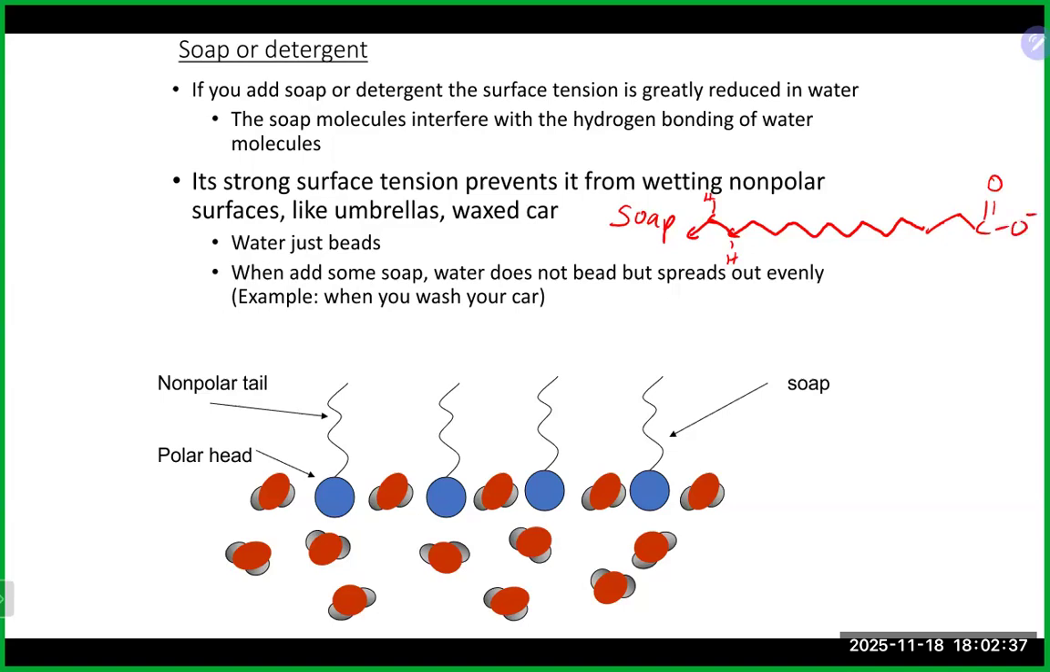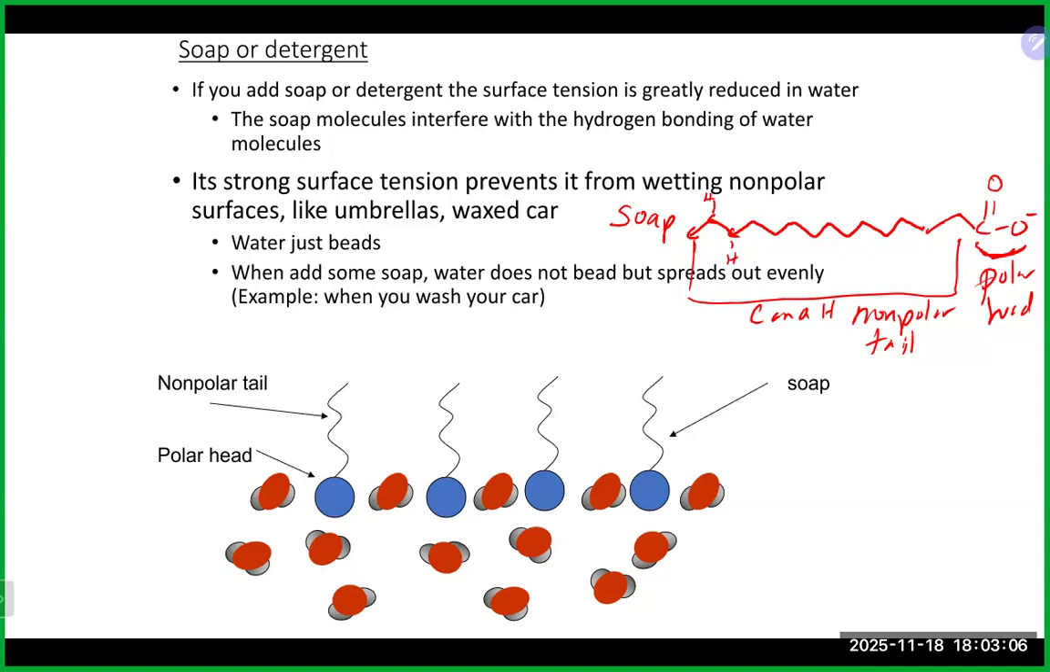So when you look at soap, soap has basically two parts. It has this part, which is all carbons and hydrogens, and that is definitely nonpolar. That is what is sometimes referred to as the nonpolar tail of soap. And over here, which is based off of carboxylic acid, which is an organic molecule, this is what is sometimes referred to as the polar head of soap.